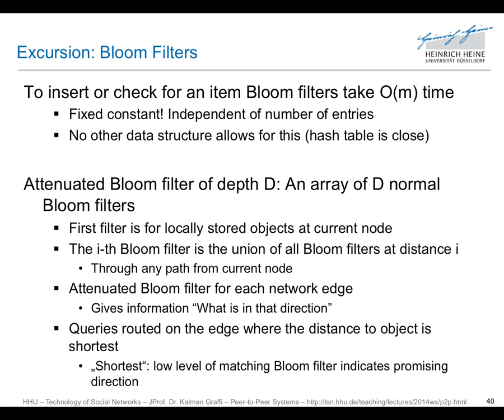And then a query is a random walk routed on the edge. So it's walking around the way where the probability is highest to find something. And the probability is bigger if the Bloom filter is matching at a lower level.